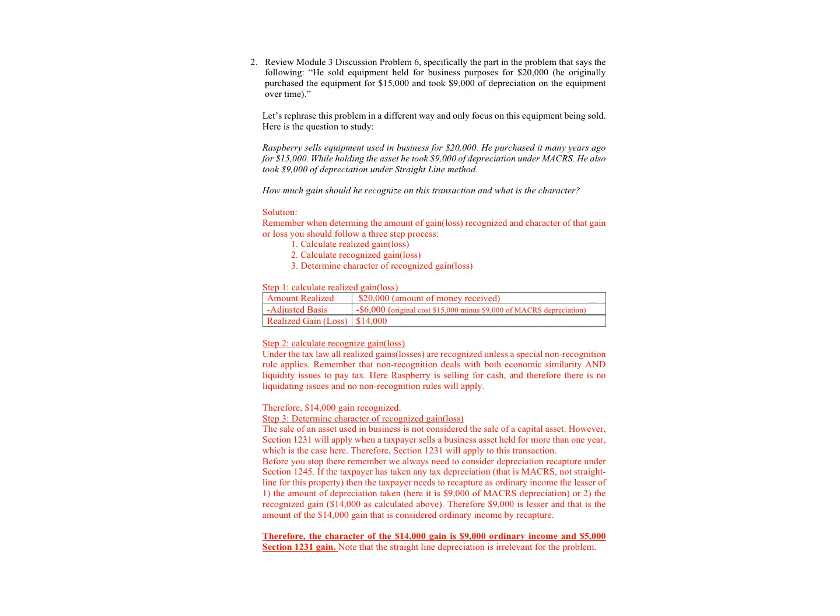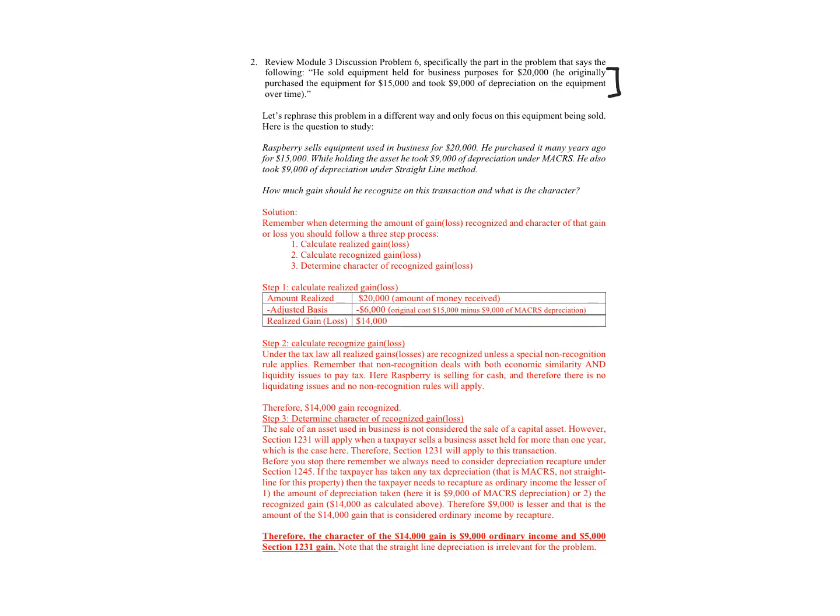Okay, problem 2. So problem 2 comes from module 3, discussion problem 6. And you might be reading this module 3, problem 6 later, and I might have already adjusted the language. But we're focusing specifically on the part of the problem. He sold equipment held for business purposes for $20,000. He originally purchased equipment for $15,000, took $9,000 depreciation on the equipment over time.